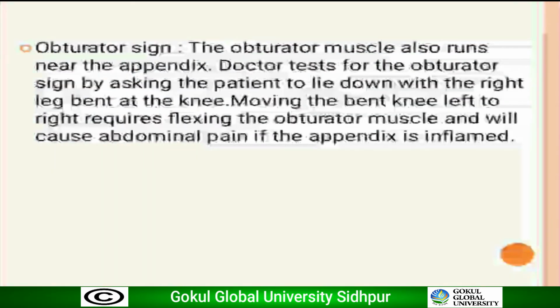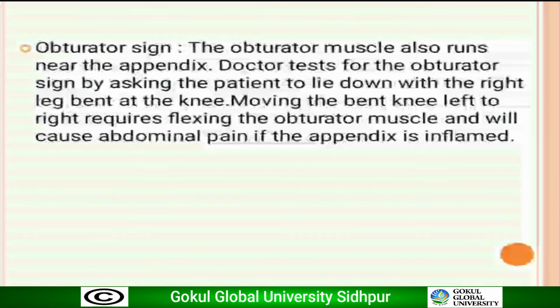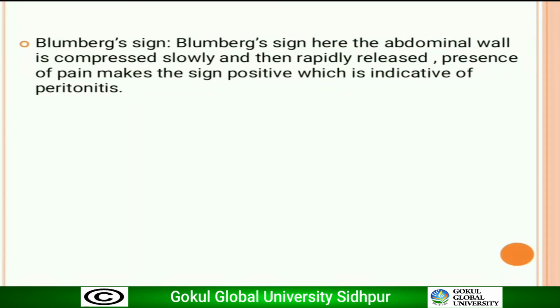Obturator sign. The obturator muscle runs over the appendix. The doctor tests for obturator sign by asking the patient to lie down with the right leg bent at the knee, moving the bent knee left to right. This requires flexing the obturator muscle and will cause abdominal pain if the appendix is inflamed. And the Blumberg sign. In the Blumberg sign, the abdominal wall is compressed slowly, then rapidly released, and if pain is present, it means the Blumberg sign is present and indicates peritonitis.